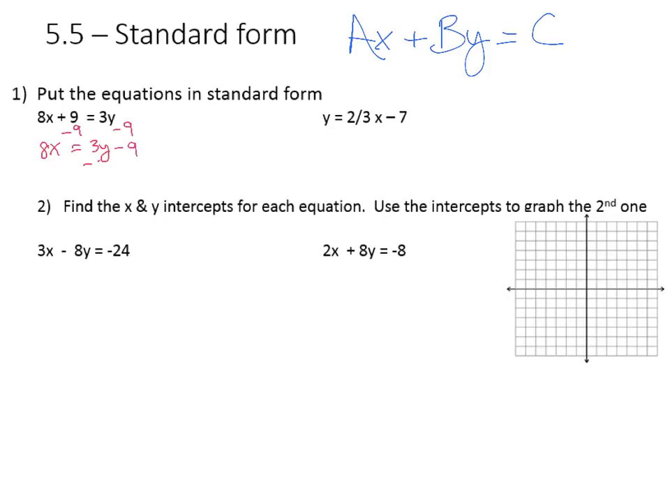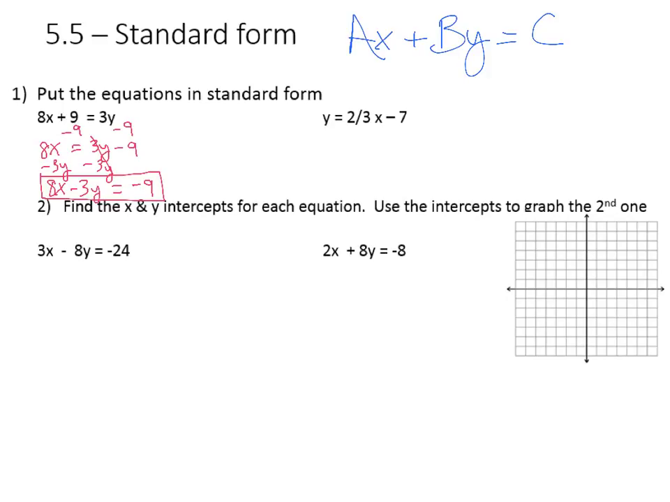But I'm also going to move the 3y over with the x. Now these are not like terms. You can't do anything with the 8x and the 3y. It's just going to be 8x minus 3y equals, and we have a negative 9 still sitting there. That is standard form.